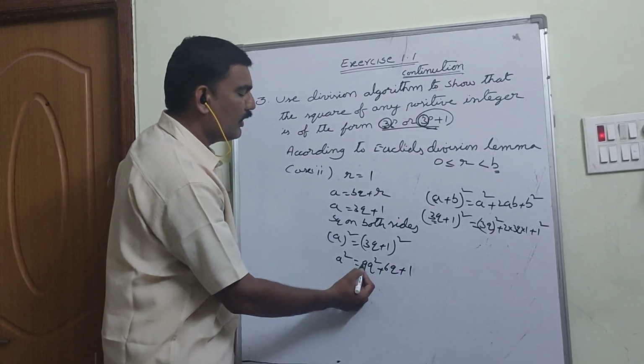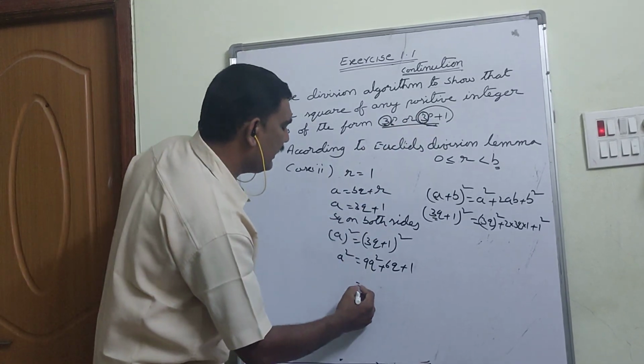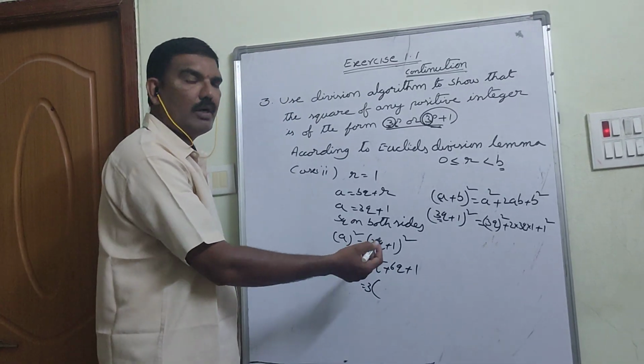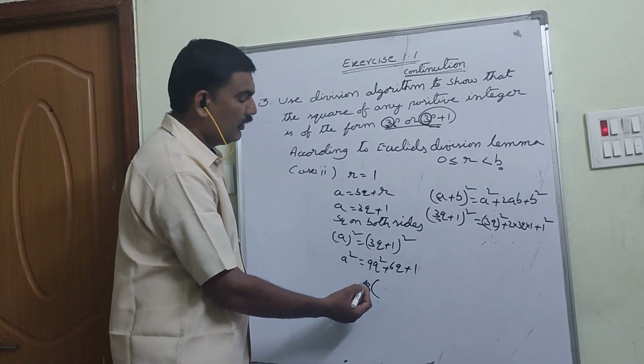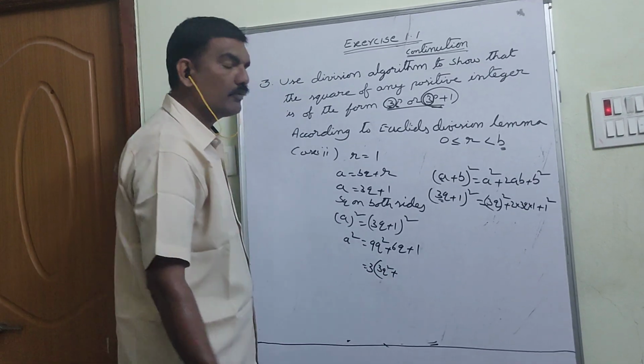In the first two terms, being divisor is 3, you can take 3 as common from these two terms. Here you are seeing 9q square. If you take 3 as common, how much will be left? 3q square.